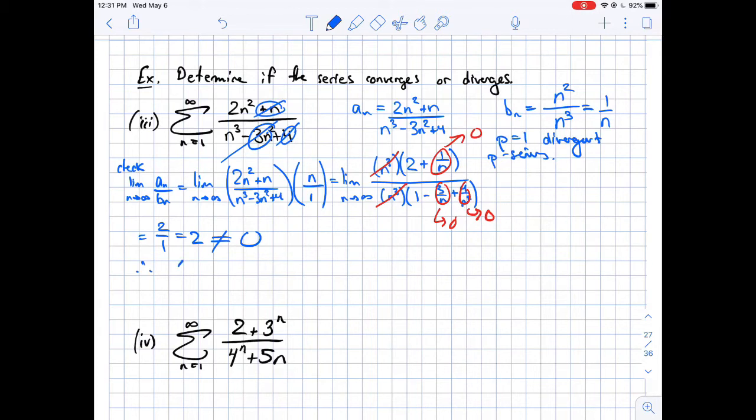So we have that therefore an is also divergent by the limit comparison test. Okay, and so that's it for that one. Okay, no matter how complicated the polynomials get here, we're still just looking at the dominant terms.